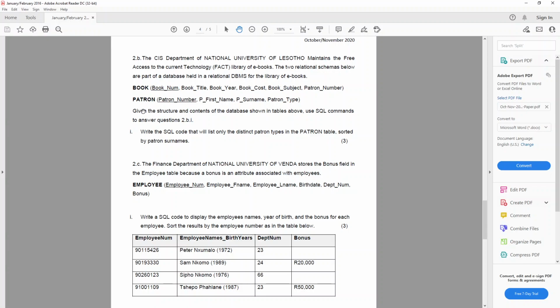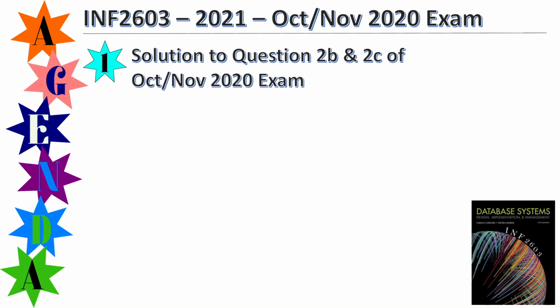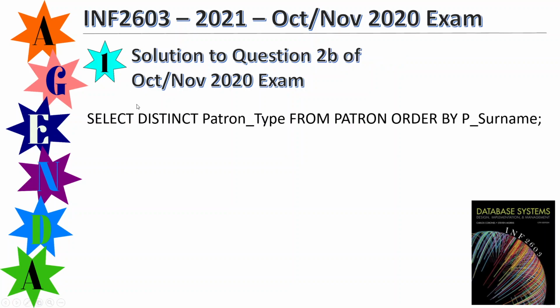Given the structure and contents of the database shown in the tables above, use SQL commands to answer question 2B1. It says: write the SQL code that will list only the distinct patron types in the patron table, sorted by patron surnames. Here is what you should be writing. You write a select statement since you're retrieving data. You put the word distinct, then the column name you want it to be distinct of, so patron type, from patron, and we want to order by the P surname, which is what the request was.